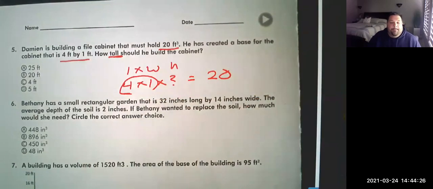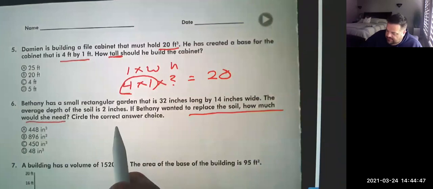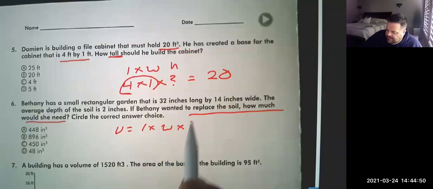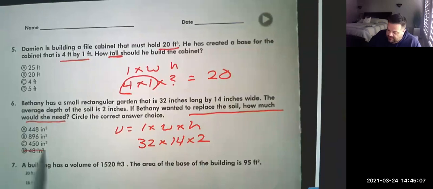All right, take a second and look at number 6. Pause the video. Okay, number 6 is just your classic formula, right? How much soil would she need to fill the whole thing? She wants to replace the soil. How much would she need to fill it, right? Well, it's volume equals length times width times height. So it's 32 long times 14 wide times 2 high. That one's just straight up formula. So you know when you're multiplying 32 times 14, that probably eliminates this one, right? So now you just have a couple choices left.